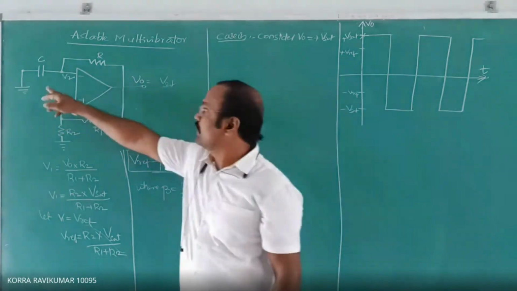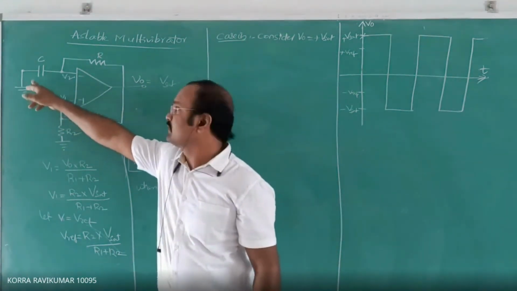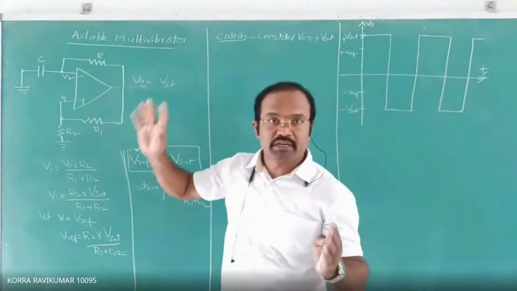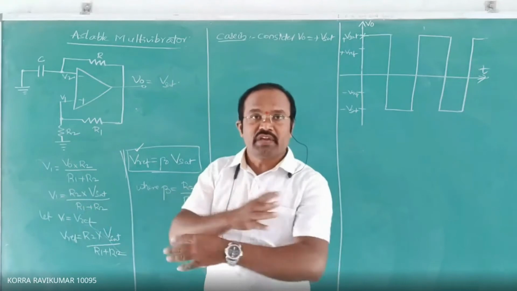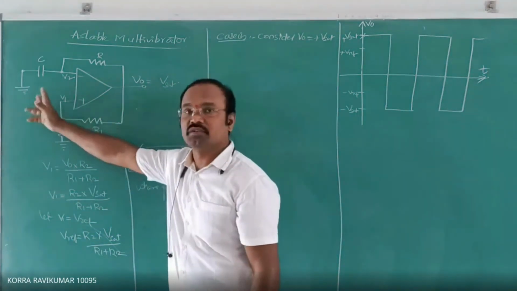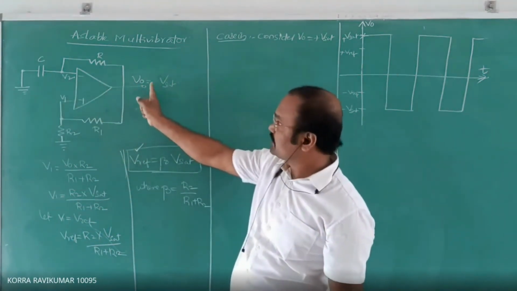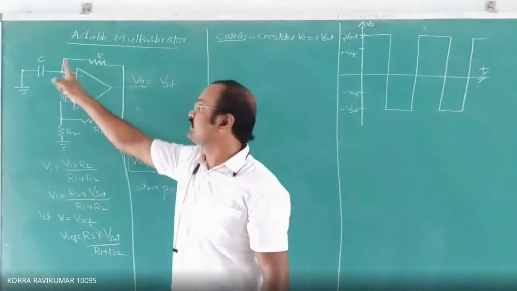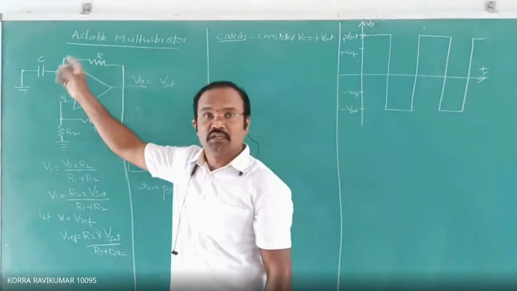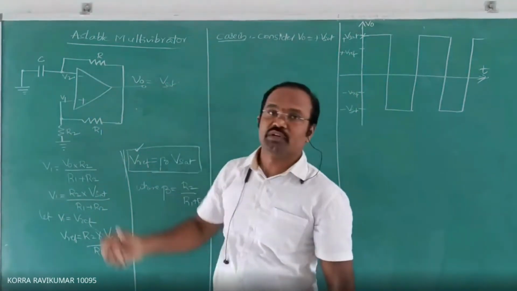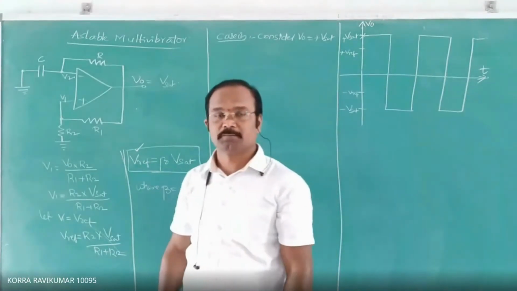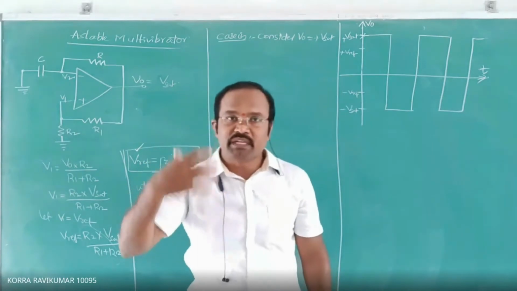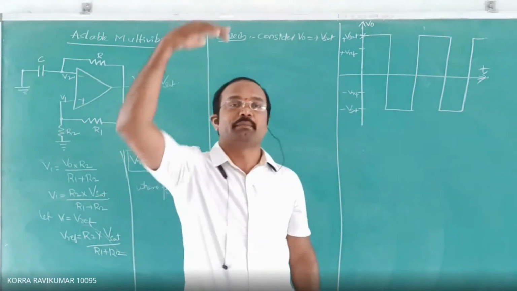If you apply the input signal here, then the direction of current flow is towards the output terminal. But unfortunately, we haven't applied any input signal here, so the voltage which is present at the output terminal appears here. The same V naught equal to V saturation will appear at this point. Due to this V saturation, the voltage across the capacitor starts charging from its minimum value to its maximum value.